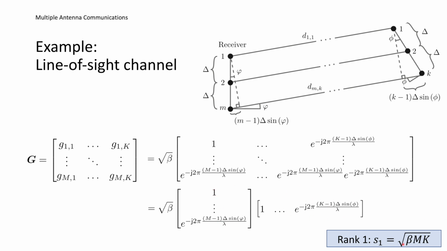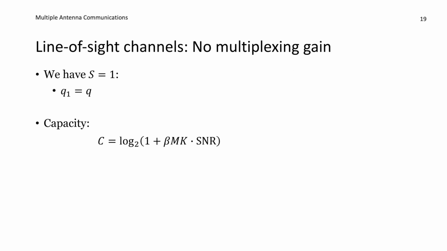So the largest singular value is square root of beta times m times k. And what this means is that we have a rank 1 channel, so the multiplexing gain is going to be 1. And the optimal thing is to assign all the power to that subchannel. So that means that the capacity is log 2 of 1 plus the singular value squared times SNR. So here we have beta times m times k.